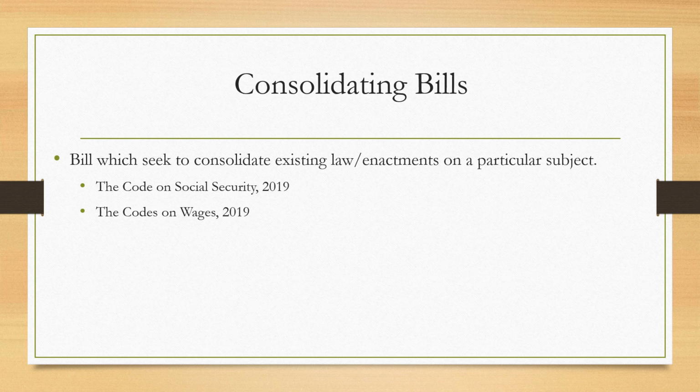It would be a little hasty to say that all these consolidating bills have the expression code. Some of them may not, but most of these bills start with the nomenclature, the Code on. So you can say the Code on Penal Laws, the Indian Penal Code, the Code of Civil Procedure, the Code of Criminal Procedure, the Code on Social Security, and now the Code on Wages. So this is a very interesting hint about what kind of bill it is. If the word code is there, you can always understand it's basically going to consolidate.